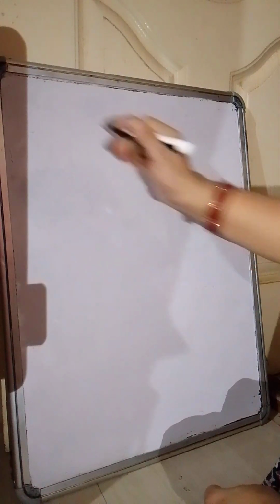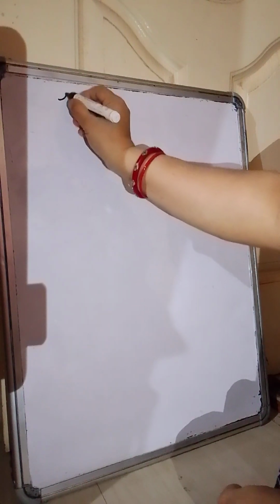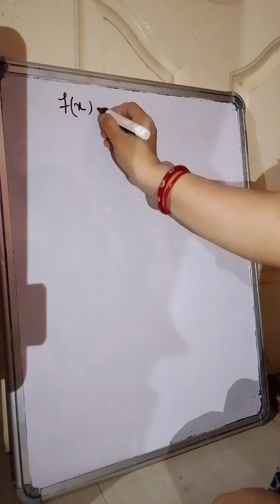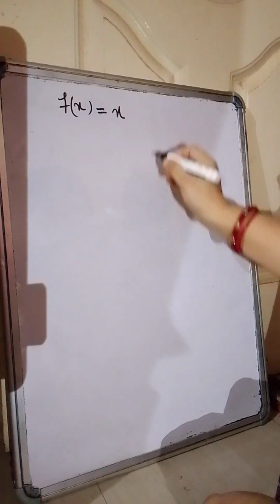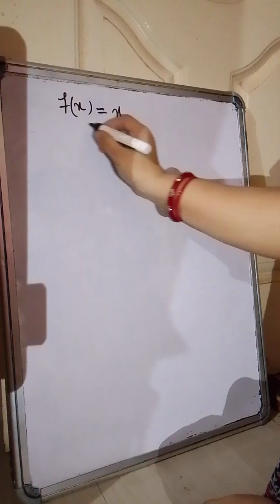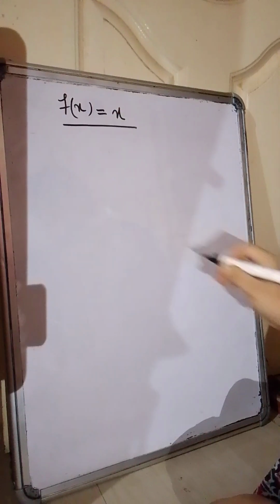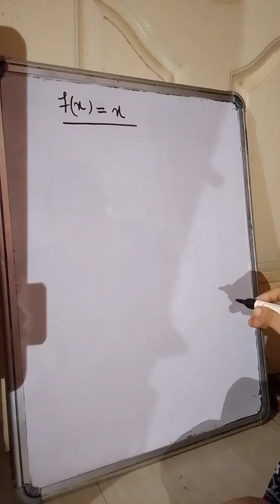Hello students, in the previous class we discussed types of functions. There we discussed the identity function, and also constant functions. If a function f of x is equal to x, then it is called an identity function.